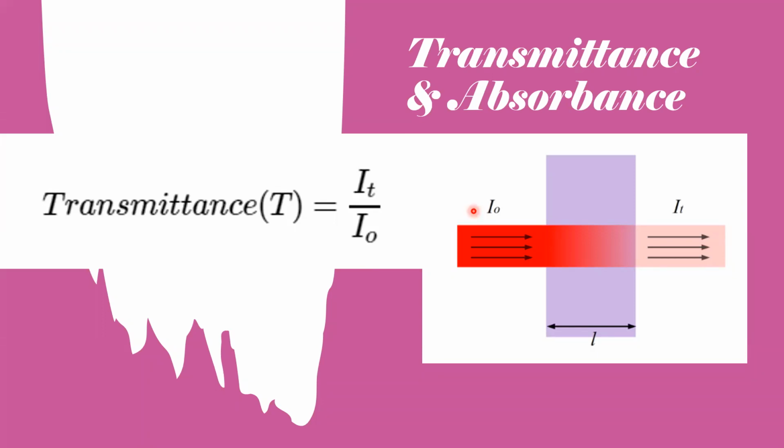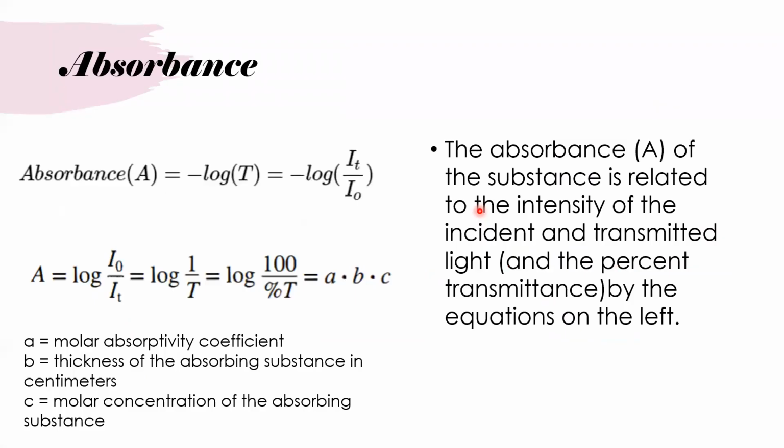However, chemists perform calculations based on the amount of light that is absorbed by the sample, because absorbance is directly proportional to the concentration of the absorbing substance of this unknown sample. So let's talk about absorbance. With transmittance, we can get absorbance because transmittance is related to absorbance by the first negative log expression on the slide, right here.